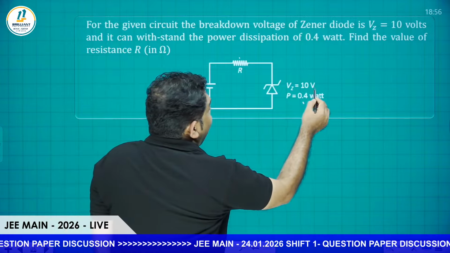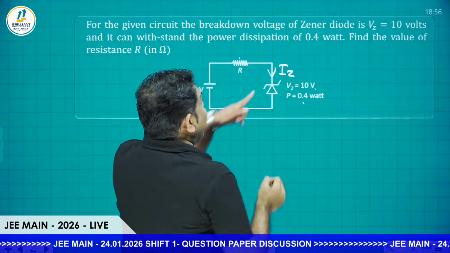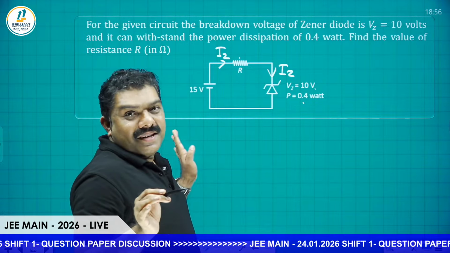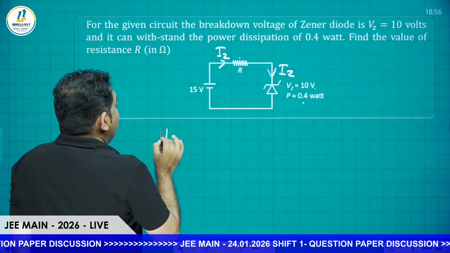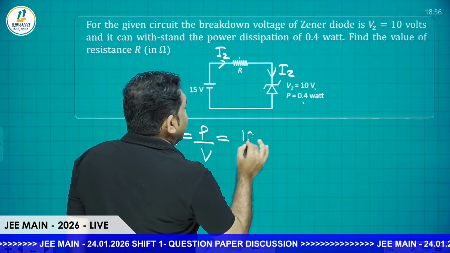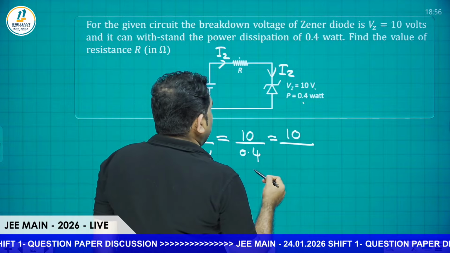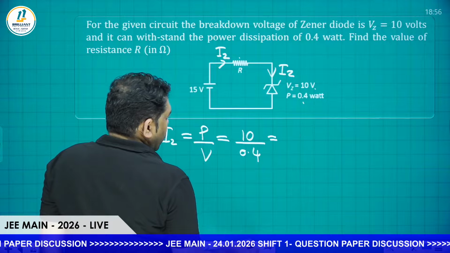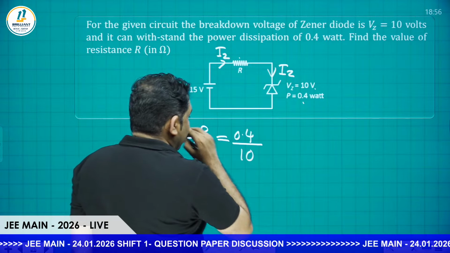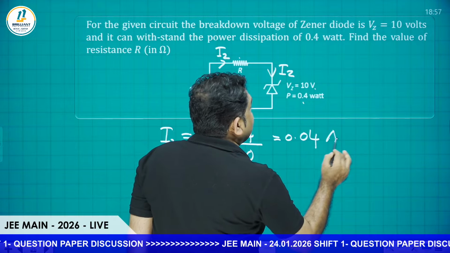Look, power is given and voltage is given, so we can calculate the current in the Zener. The current in the Zener will be the same here also, because it is in series. How can we calculate the current in the Zener? We know current is equal to power by voltage. So it is 0.4 divided by 10, which is equal to 0.04 ampere.